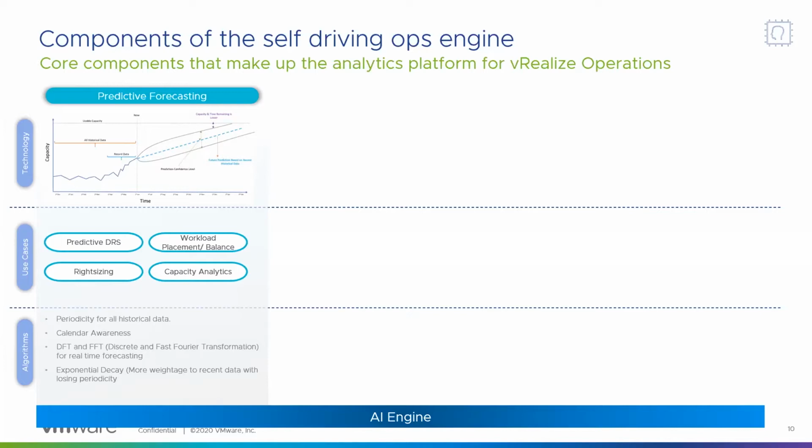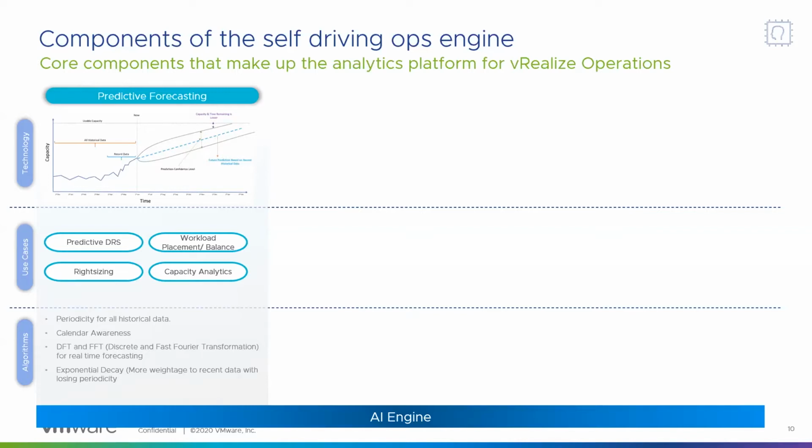Calendar awareness, then discrete and fast Fourier transformation, and real-time forecasting, and deciding what exactly would be the trend of the forecast. Things like exponential decay, which means you can give more weightage to recent data without losing periodicity. And when I say periodicity, it's all about learning periodic behaviors so that you understand whether a particular spike in the system is a real data point or something the system should ignore because it's an anomaly. So that's where predictive forecasting comes into the picture.